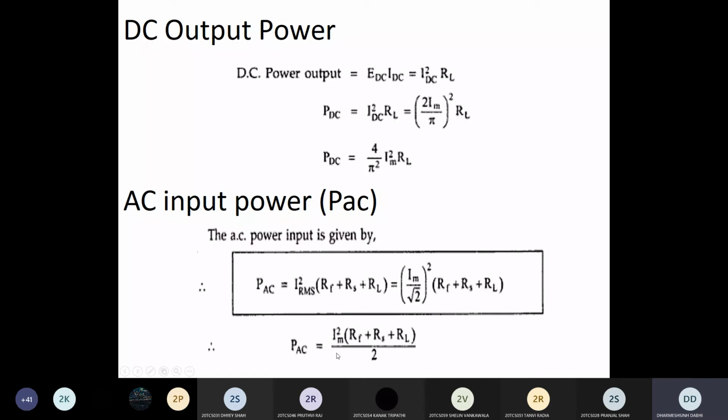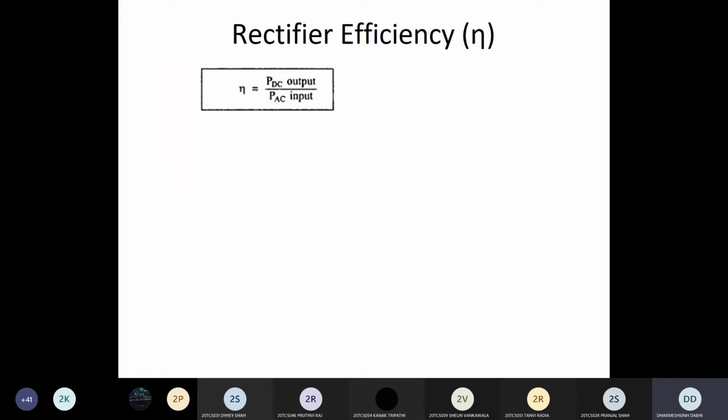So AC power input is Im square into RF plus RS plus RL divided by 2. Clear? So if you find out the efficiency of this rectifier, take the ratio of PDC by PAC. That gives the efficiency of this full wave rectifier circuit. So let's find out the efficiency: PDC divided by PAC.